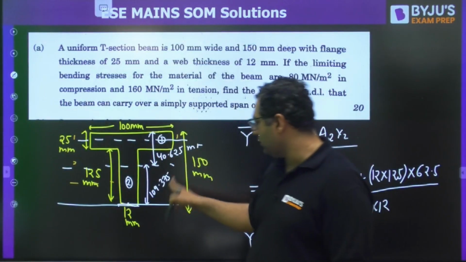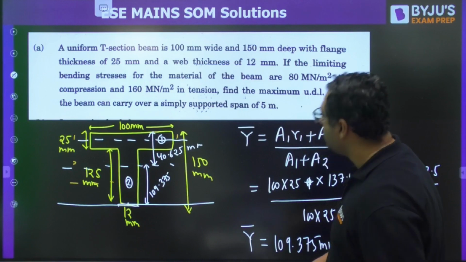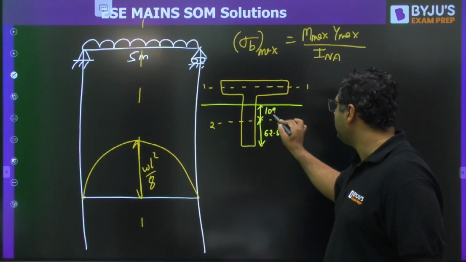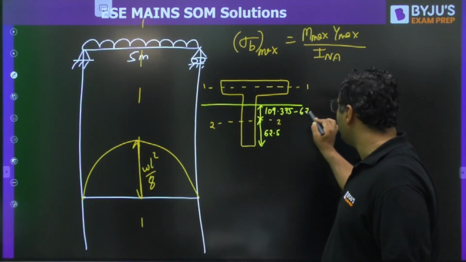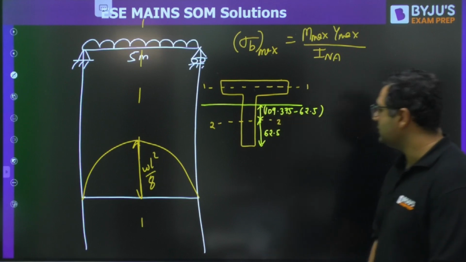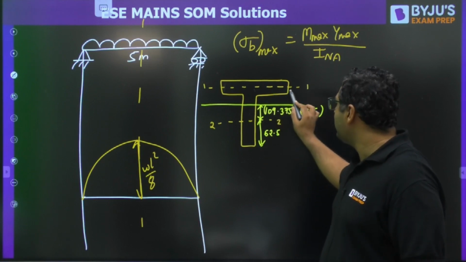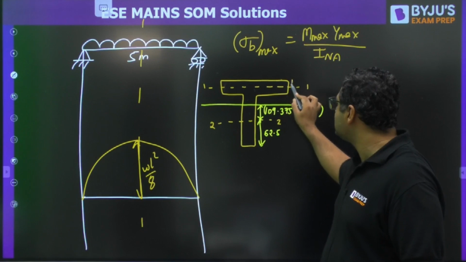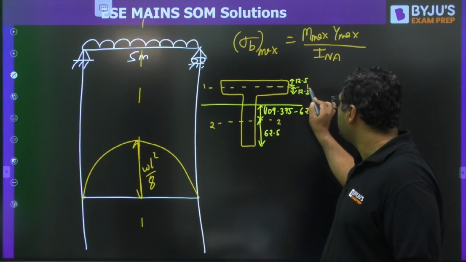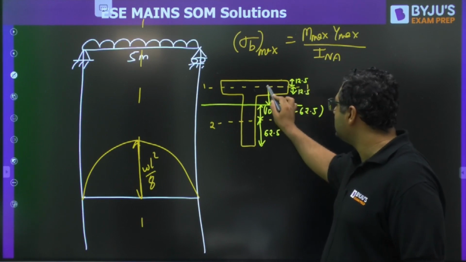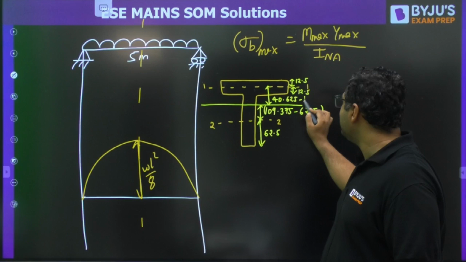You know, the total is 109.375. So this distance is 109.375 minus 62.5. And for this one, my dear, this distance is 12.5. So if you see this distance, this will be 40.625 minus 12.5.